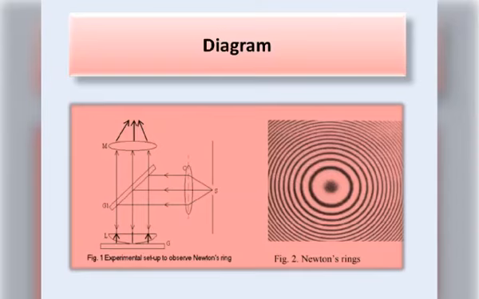The center of the Newton's rings is dark, then bright, then dark and bright; alternate dark and bright concentric rings we can observe through the traveling microscope. These rings were first discovered by Sir Isaac Newton, so they are called Newton's rings.